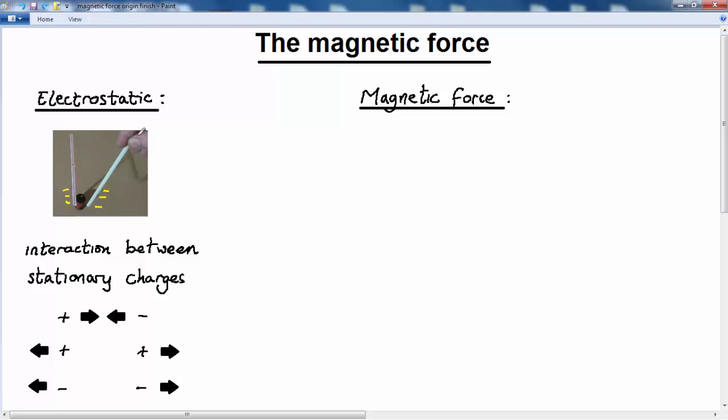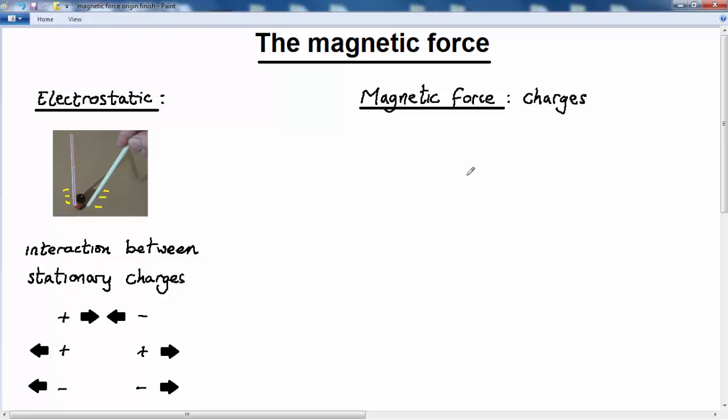Okay, so why talk about the electrostatic force if we're talking about magnetism? Well, the reason for that is because they're both really intimately related. The electrostatic force involves a force between stationary charges. The magnetic force is produced whenever charges move. Okay, so that's the key difference.